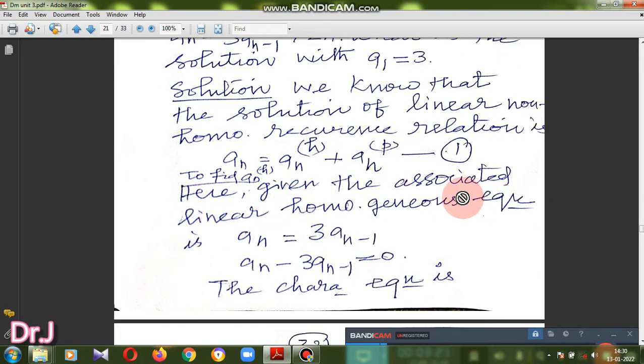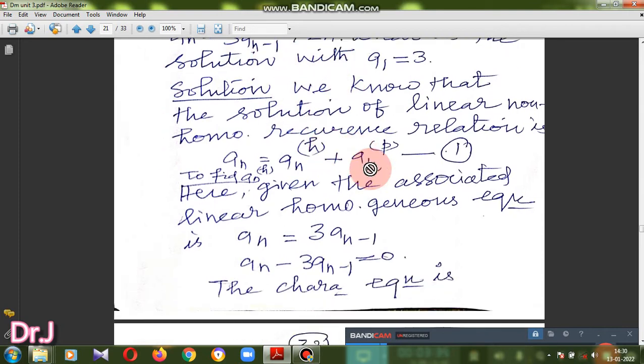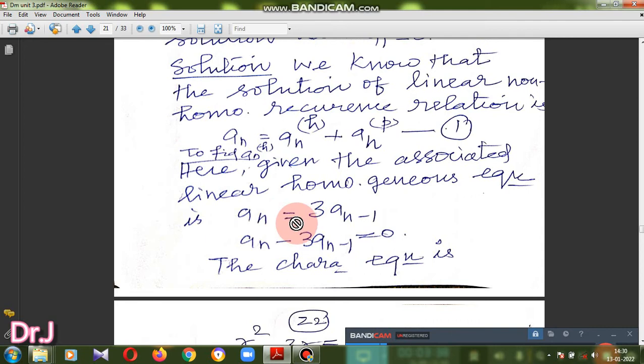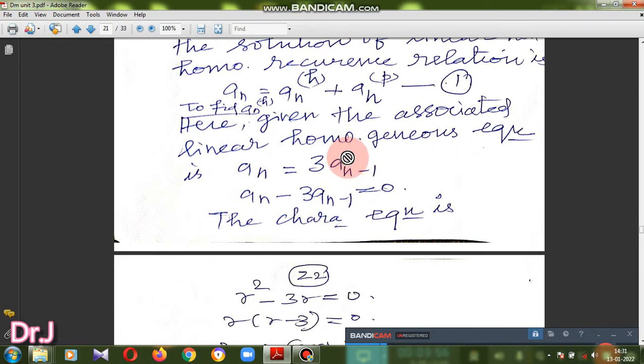Here, first we are discussing the associated linear homogeneous recurrence relation. Afterwards we'll take the other one. So the first one, a_n equals 3a_(n-1), is the associated linear homogeneous recurrence equation. This does not include 2n. Okay, right.